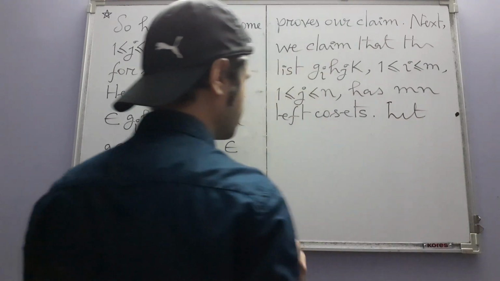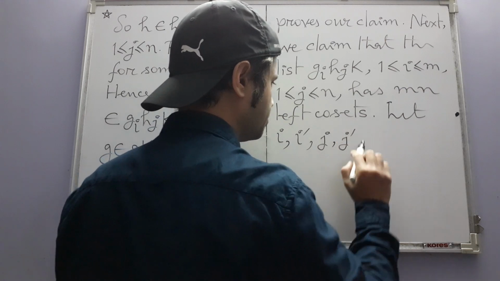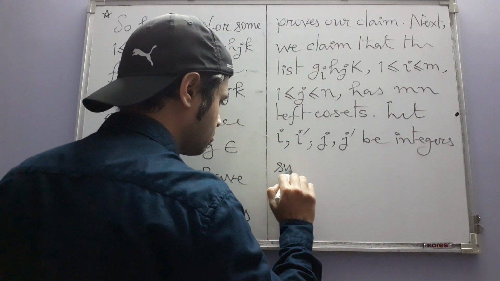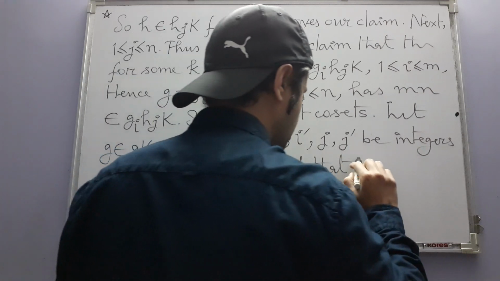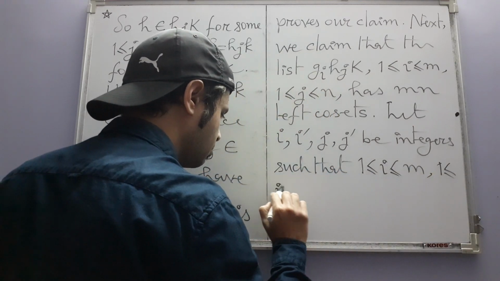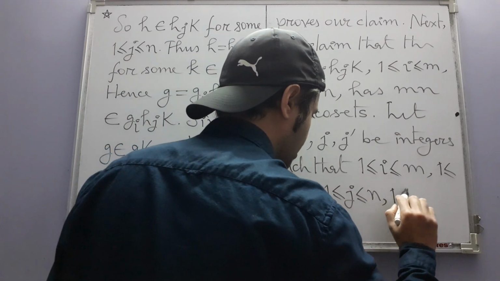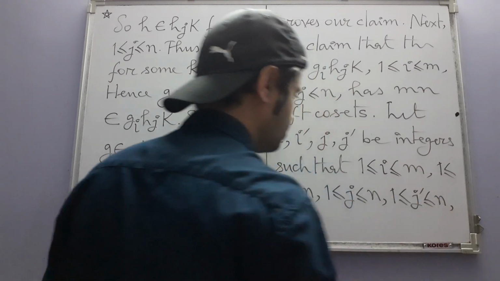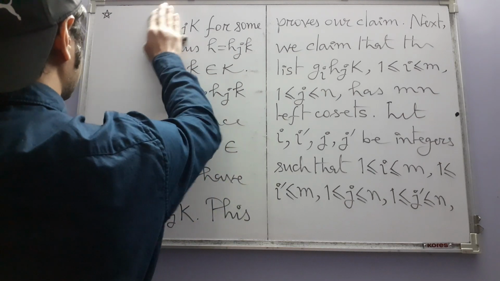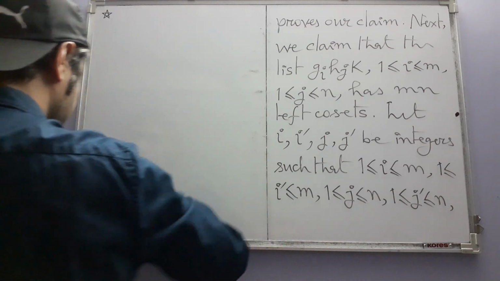Let I prime, j prime be integers such that I and I prime lie between 1 and m, j and j prime lie between 1 and n, and these two left cosets are identical, which are, of course you can guess, one of them is GIHJK and the other one is GI prime HJ prime K.